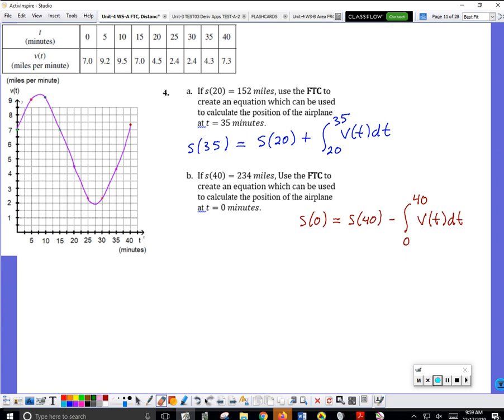Point. Abby? I was just wondering if it gives you the value of S of 20 or S of 40, would it be okay if you plugged in the number for that? Absolutely, because that shows the same understanding. Otherwise, what would be the point of giving you S of 40 equals 234 minus B? No, well said. It's perfect. Anybody else?